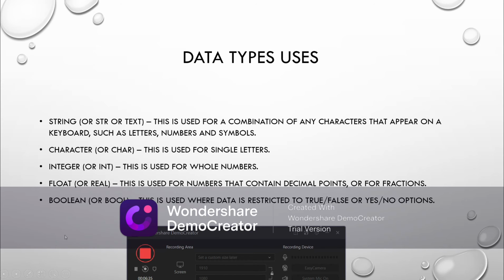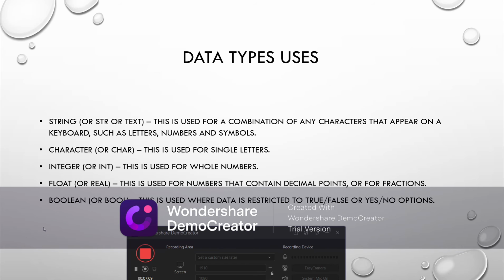Now for integer, it says this is used for whole numbers, right? And can anyone tell me what are whole numbers? Alright. Whole numbers are counting numbers like 1, 2, 3, 4, 5, 6, 7, and the list goes on and on. It has no decimal points, no point 0, none of those. It's just whole numbers, right?